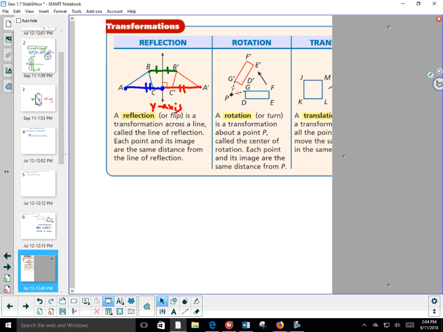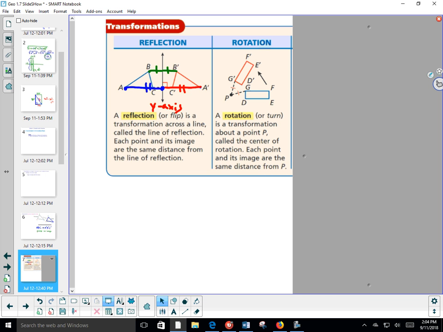Wait, did we do this last year? Pardon me? We did this in Algebra. Possibly so. Transformations are, ask anybody who's in Algebra 2 right now, transformations are a big part of Algebra 2.